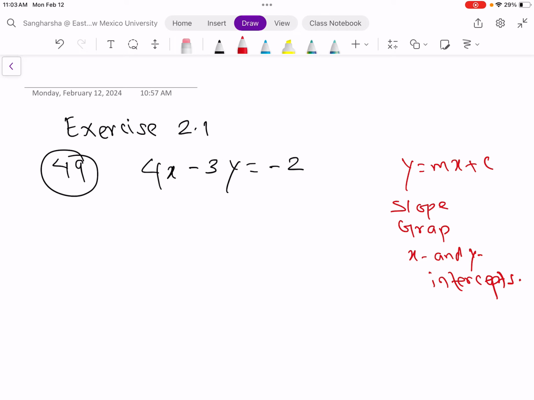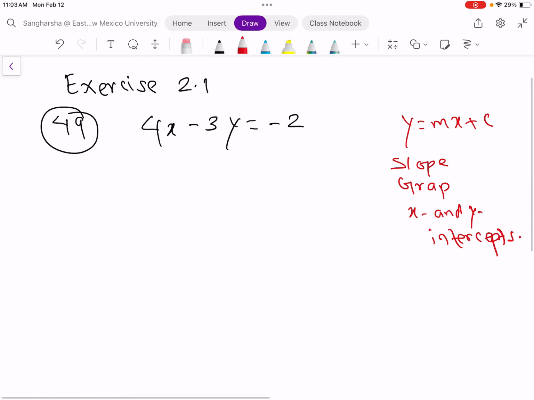So we need to write this equation in y equals mx plus c. Now what kind of form is this, y equals mx plus c? Slope intercept form, right? So when you are asked to write in a slope intercept form, it means you are asked to solve the equation for y. So we are solving this 4x minus 3y equals negative 2 for variable y. So let's solve this equation for variable y.